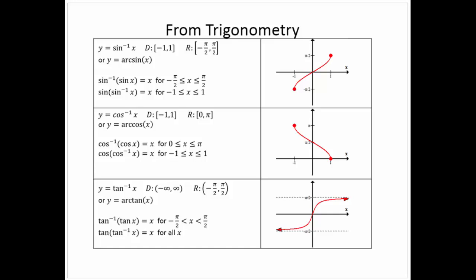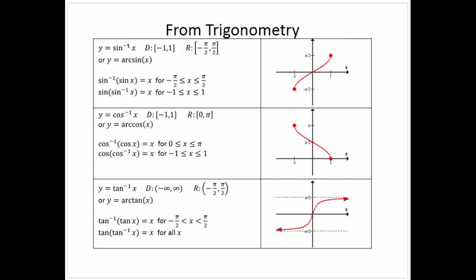So from trigonometry, remember that the sine, cosine, and tangent functions were all periodic functions, and we learned how to change each of those functions so that they would have an inverse by limiting the domain. We created the inverse function for each of them, and we have the notation for them. So we have, for example, y equals sine inverse x. Remember that when we have this notation, that's an inverse, not an exponent.